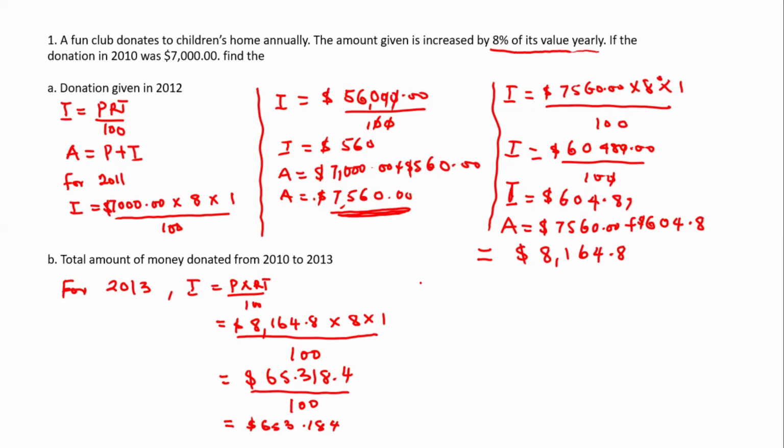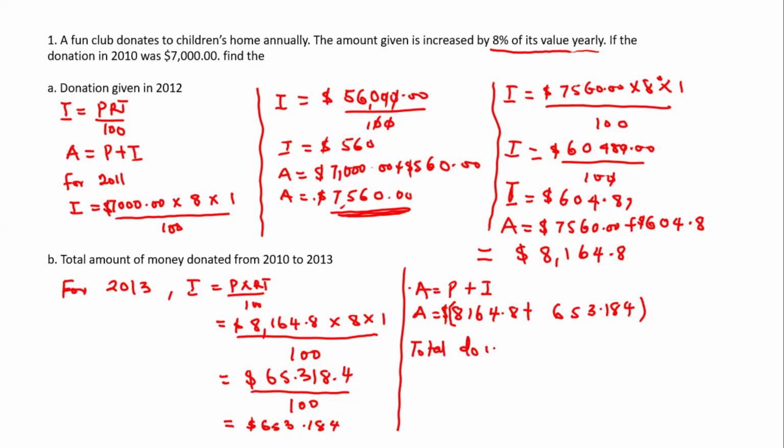So the total amount in 2013 will be amount equals, remember, principal plus interest. So the amount in 2013 is 8,164.8 plus 653.184, all in dollars.